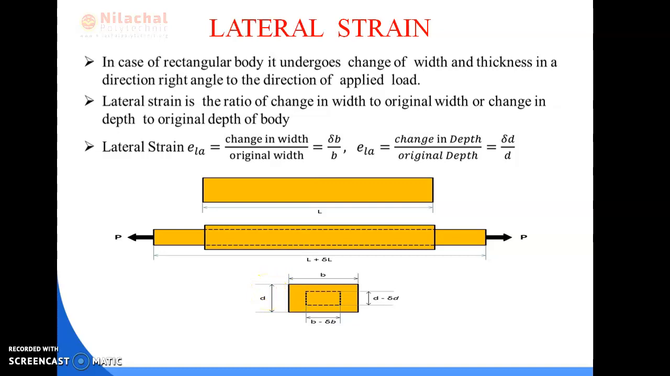So basically, to brief, there are three types of strain. One is compressive strain and tensile strain, both known as linear strain, then shear strain, and lastly we have lateral strain.